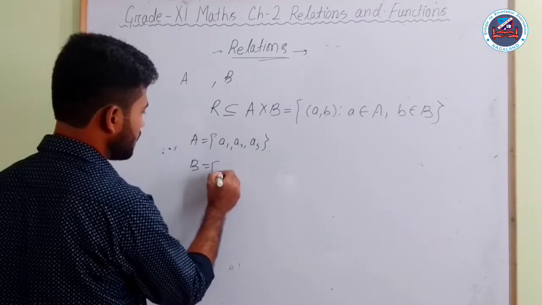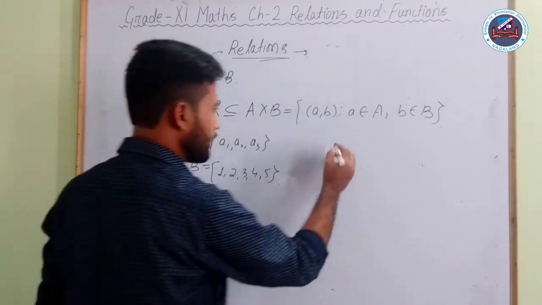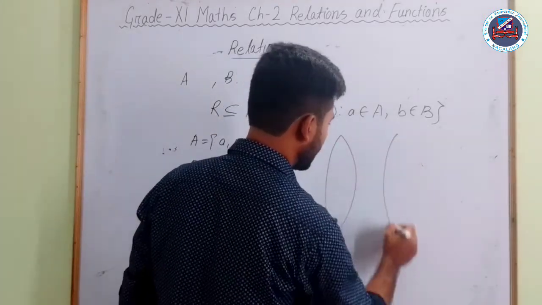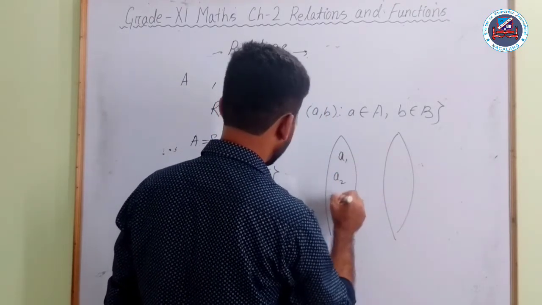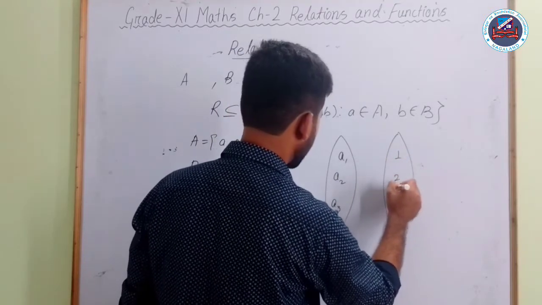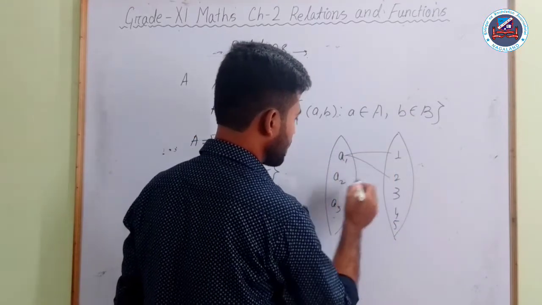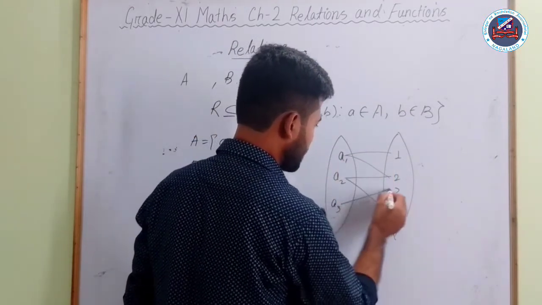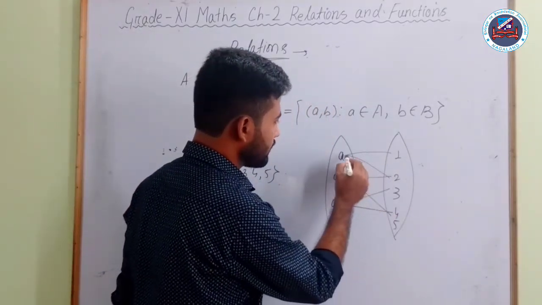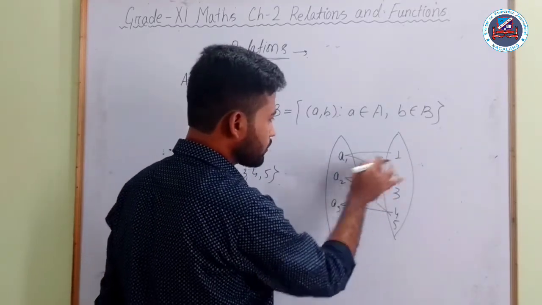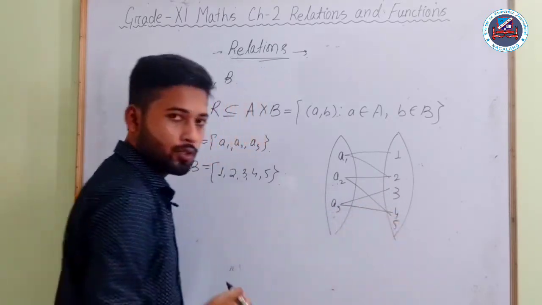B equal to 1, 2, 3, 4, 5. And let me draw a relation. Here it is A1, A2, A3 and 1, 2, 3, 4, 5. Let A1 be connected like this. We can see that A1 is connected to 1, A1 is connected to 2, A2 is connected to 2, A2 is connected to 4, A3 to 3 and A3 to 4.